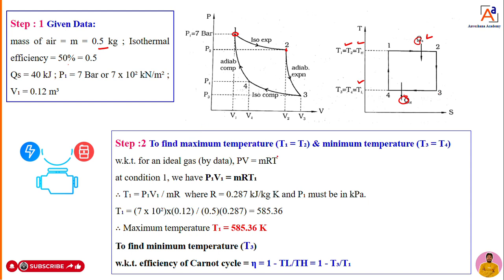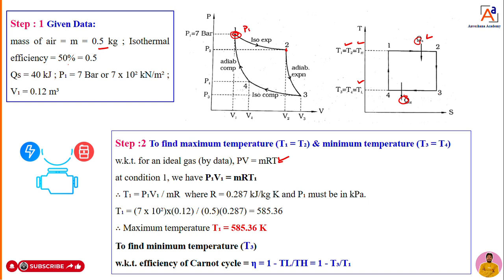So now what I will do, we know I need to use the ideal gas equation to solve this numerical. How to use that you can see here now. What is the equation? PV is equal to mRT. Now I will apply this equation at a particular point 1. Okay, I will apply that ideal gas equation at a particular point 1.